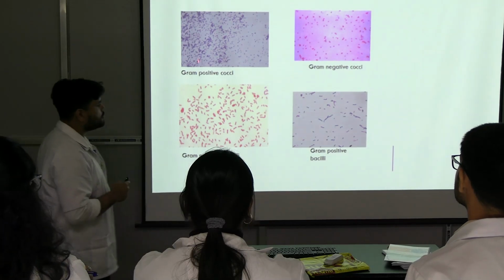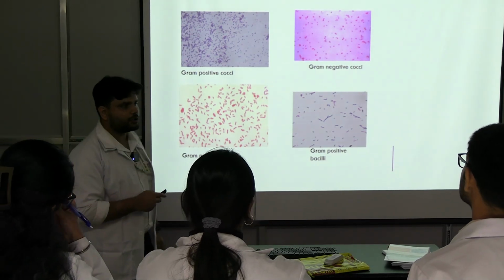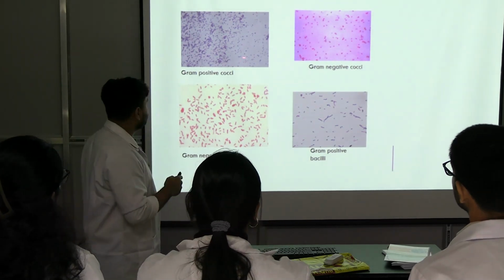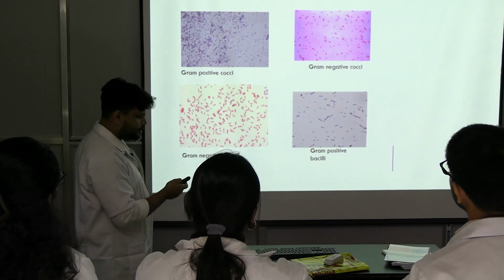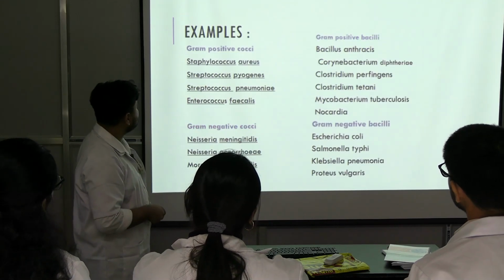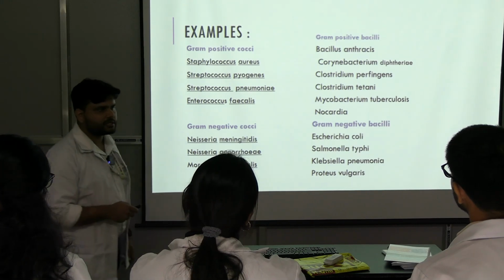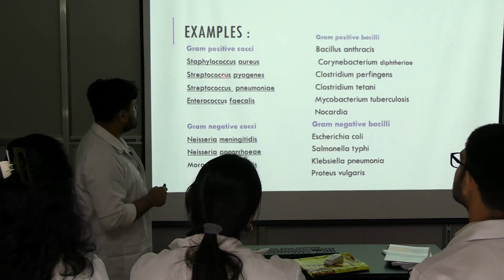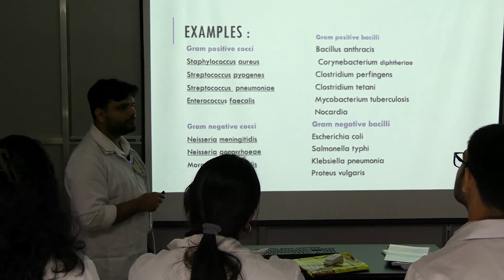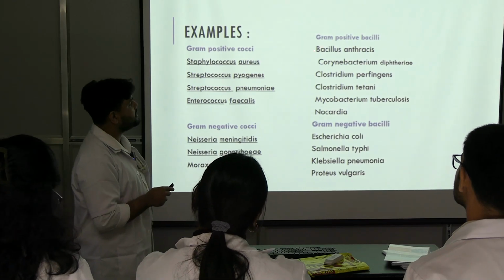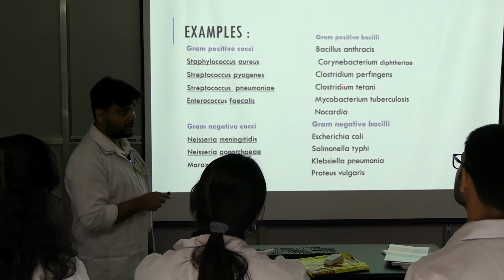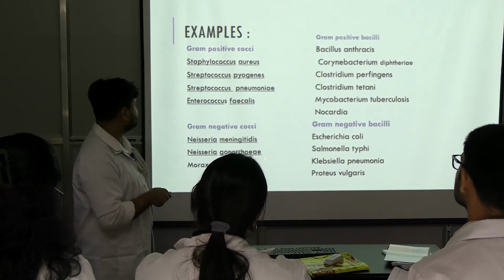So finally, you also know about this. We have read this in the morphology chapter: the different shapes, gram-positive cocci, gram-negative cocci, gram-positive bacilli and gram-negative bacilli. You need to also know the examples. Some of the examples are very common: Staphylococcus aureus, Streptococcus pyogenes, these are very important. In case of gram-positive bacilli, we have Bacillus anthracis, Corynebacterium diphtheriae, Albert-Stein.